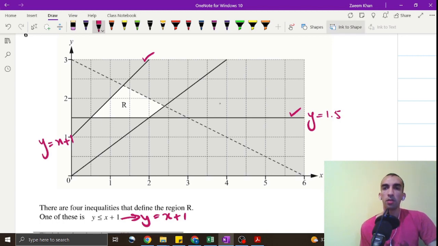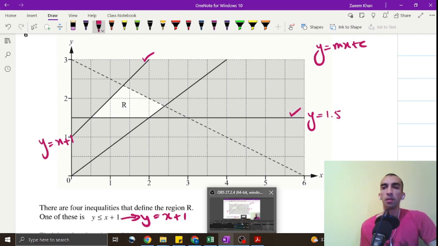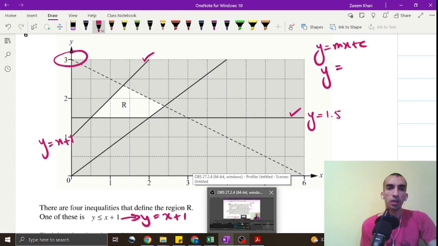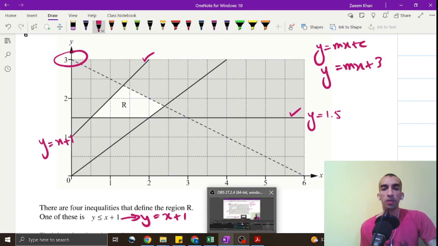Okay, let's try to remember what our equation looks like. The equation is y is equal to mx plus c. Right? C represents the y-intercept. So that I know is 3. Now all I'm supposed to do is figure out the value of m.